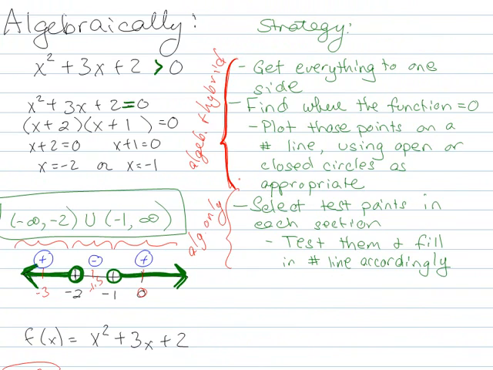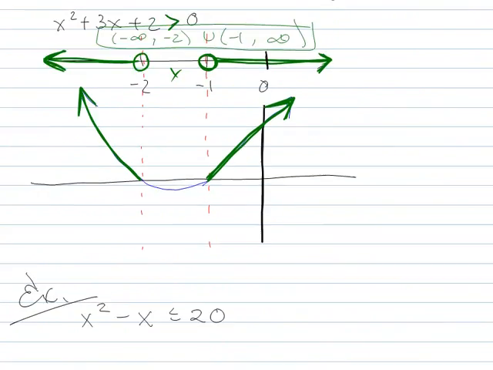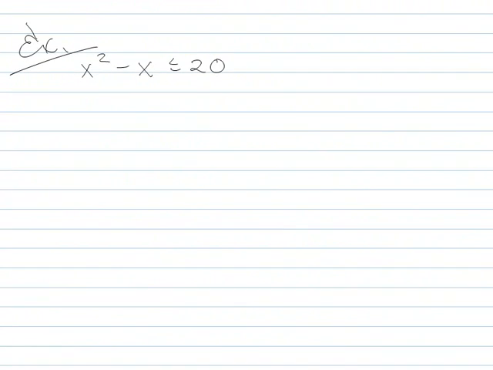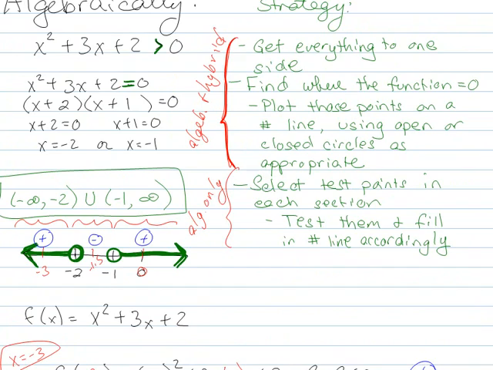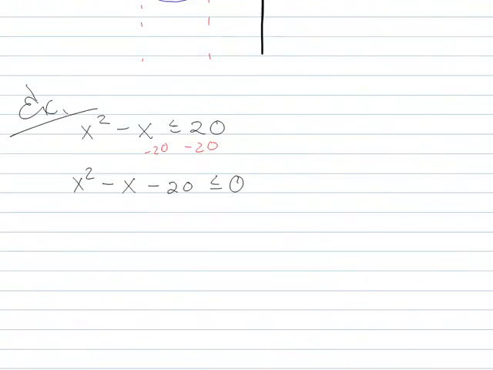Alright, so get everything to one side. I can do that. Get everything to one side. So that means my 20 is going to move. So I've got x squared minus x minus 20 less than or equal to, wait, I can do math. There we go. Less than or equal to 0. So the next step was to find where it's 0 and plot those points on a line. I can also do that.